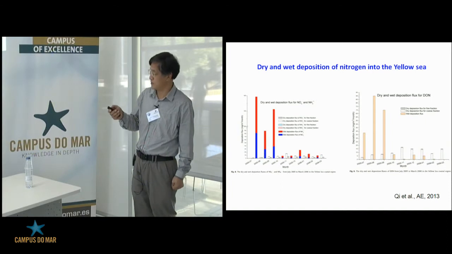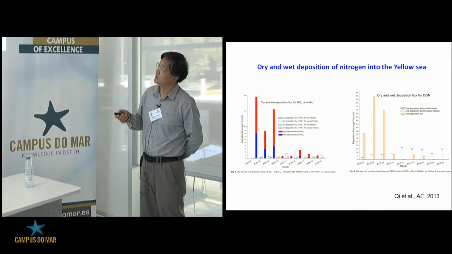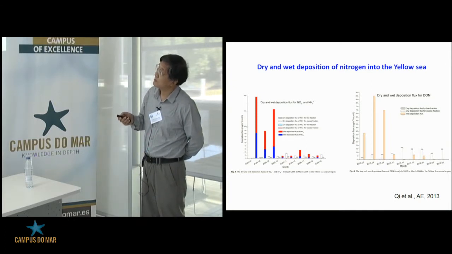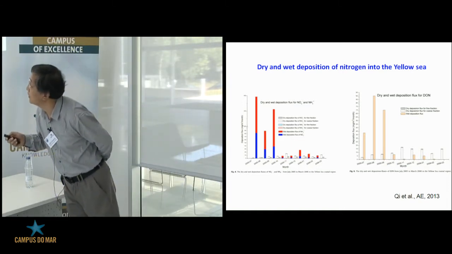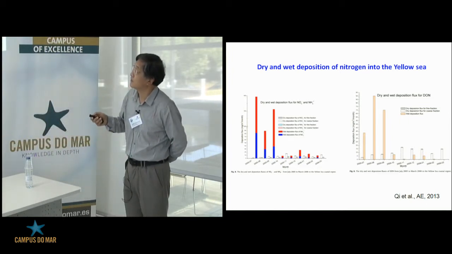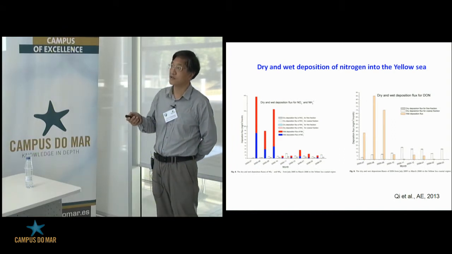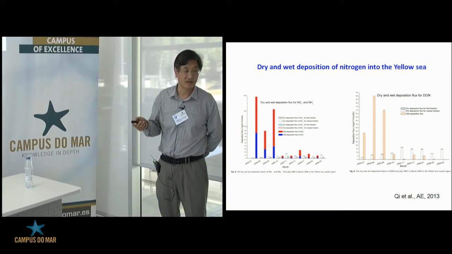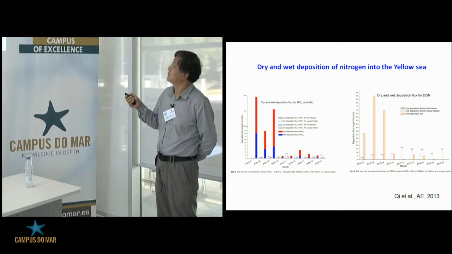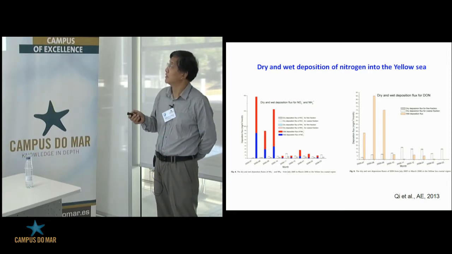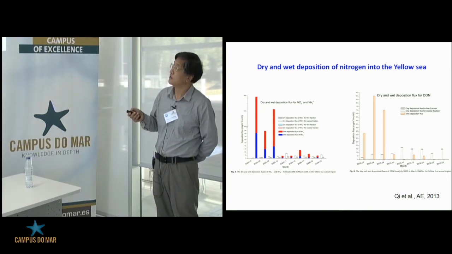This is our estimation of dust deposition. From this figure, you can see the red one is the wet, the blue one is dry. Should be different ammonia and nitrate. So this is quite clear. For the wet deposition, it is quite important compared to the dry one. And we have estimated some flux of DON. Normally, DON maybe contributes a great amount to the total nitrogen.